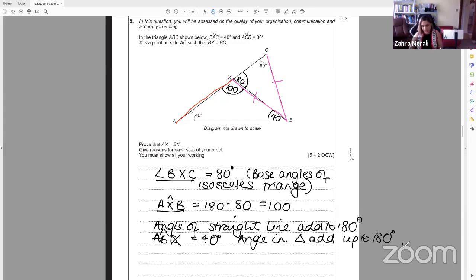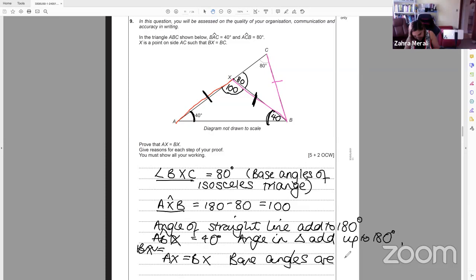Now, how does that prove that those two lines must be the same? Because we've created another isosceles triangle. If you have a look, these two base angles are the same, so this length is the same as this length. Your final sentence would be that AX equals BX because base angles are both 40 degrees. You could write isosceles triangle, and that would get you your 7 marks.